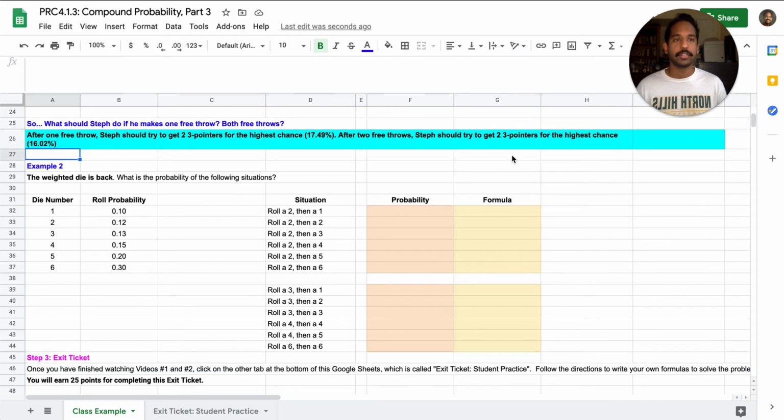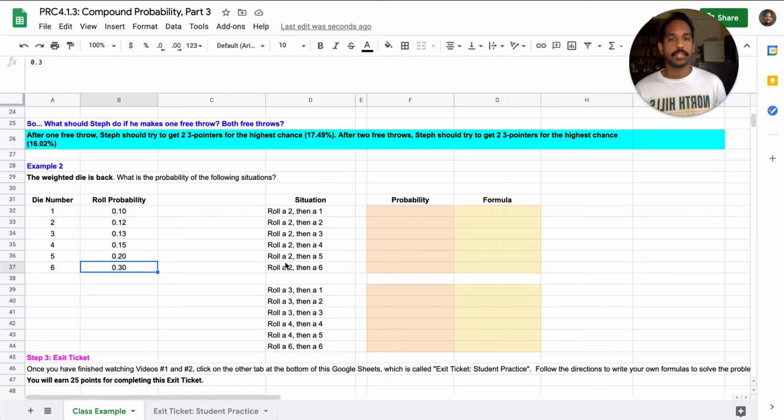Another example here, just to test out these things, is the weighted die. A weighted die, again, is like a die, a single die that you roll, and it has more of a chance of getting one number than another number. Normally, you'd have an equal chance for all of them, 1 out of 6. But here, if you roll a 1, there's a 1 in 10 chance, a 10% probability. Here, 0.12, 0.13, 0.15, 0.20, and 0.30.